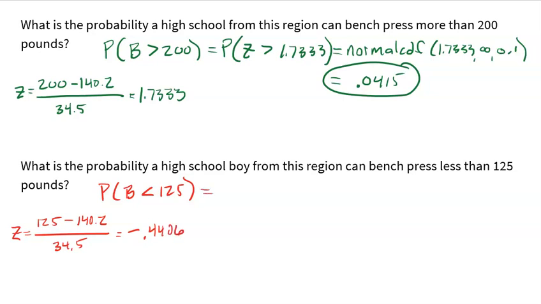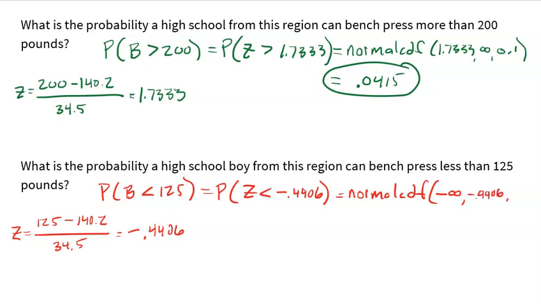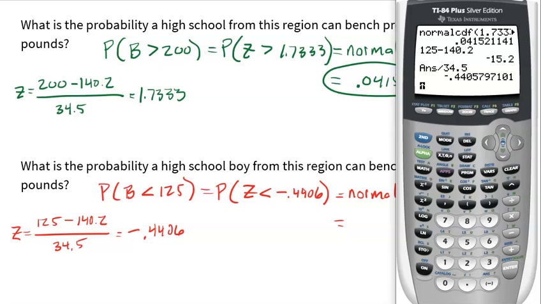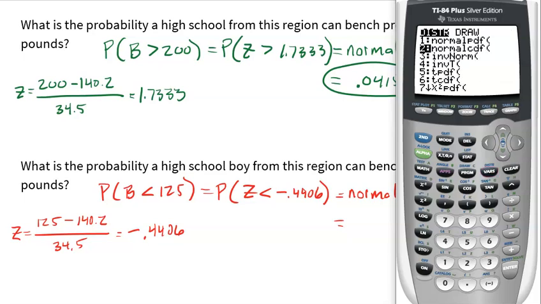So the probability that a bench press is less than 125 is equivalent to the z-score being less than negative 0.4406. That's going to be using normal CDF on my calculator. I'm going to go from a low of negative infinity because I'm looking lower, so I'm going to go way down to the z-score of negative 0.4406. Mean of 0, standard deviation of 1 for the generic normal model. Now I'm actually going to do that on my calculator here. And again, I hope you realize that this is actually pretty fast. If you know what you're doing, this goes really, really fast.